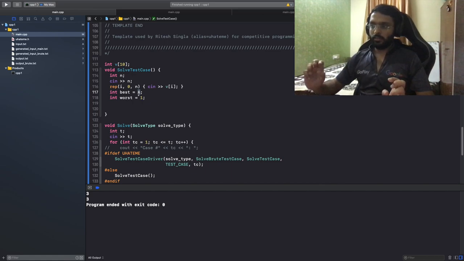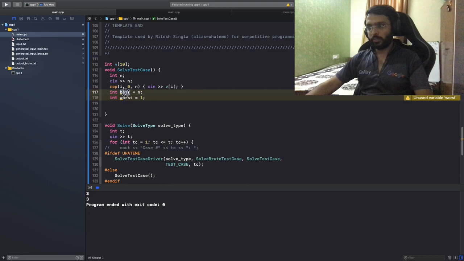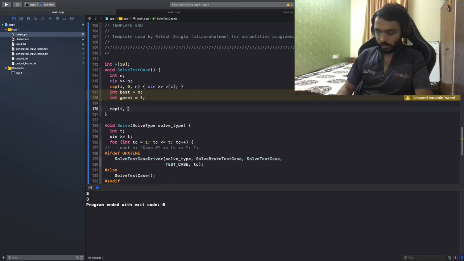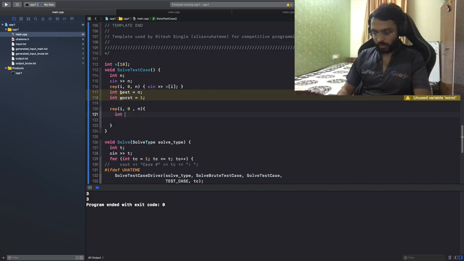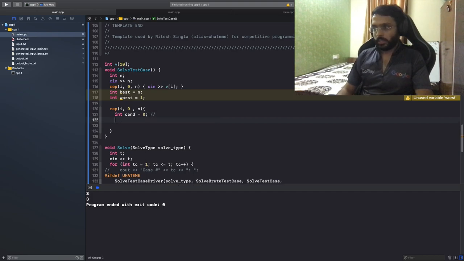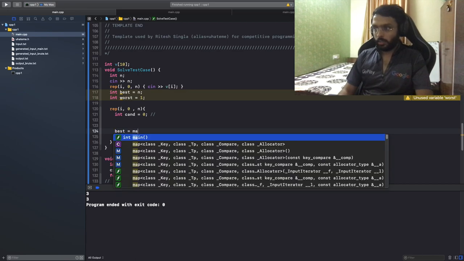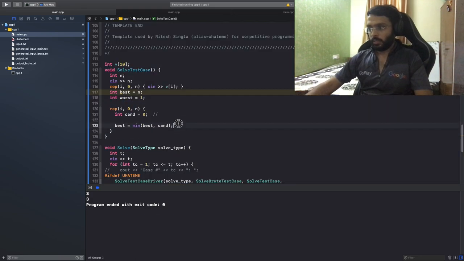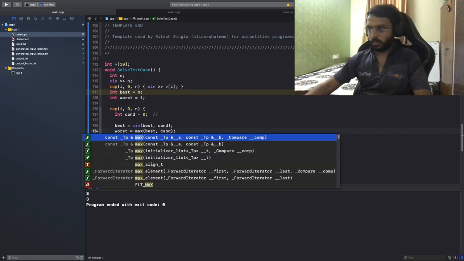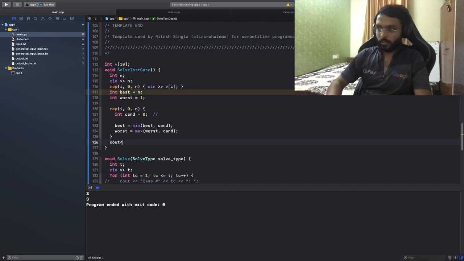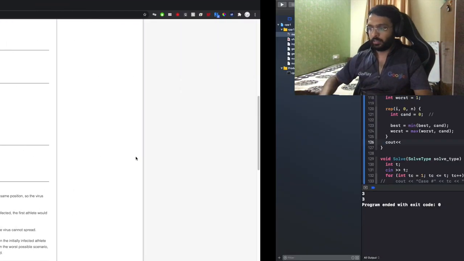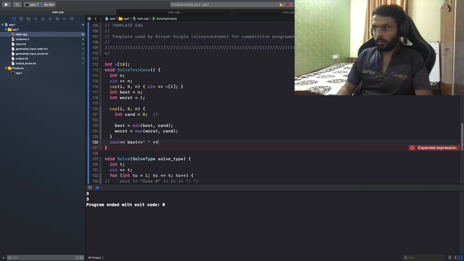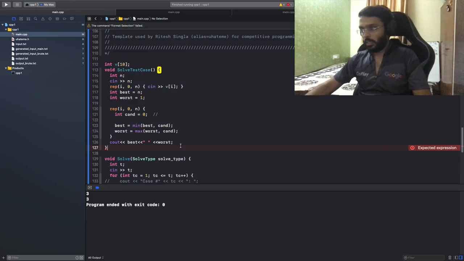I'm just taking the worst case initially, because ultimately for each candidate, best will be the minimum of best and the new candidate. Similarly, worst will be the maximum of worst and the new candidate. So rep i from 0 to n, int cand equal to 0. I do need to populate this, then best will be the minimum of best, which is the already answer, or this candidate. Similarly worst will be the maximum of worst and the candidate, and then simply print the best and the worst. This should be good enough.